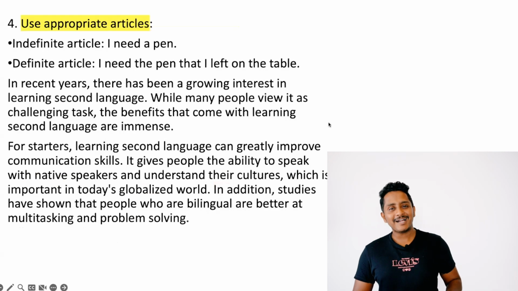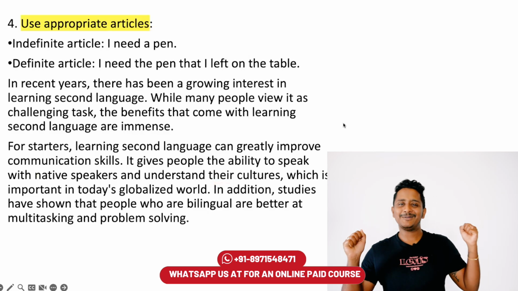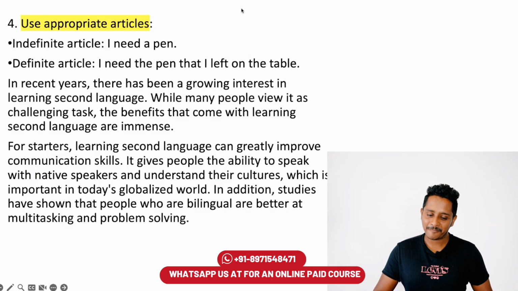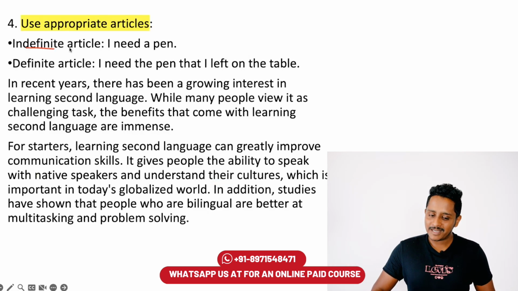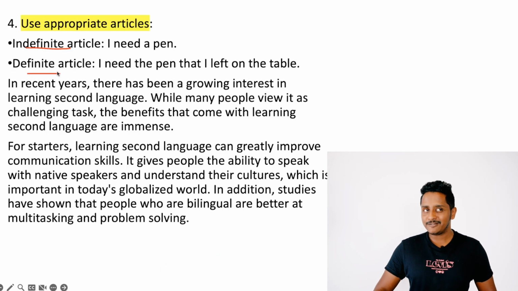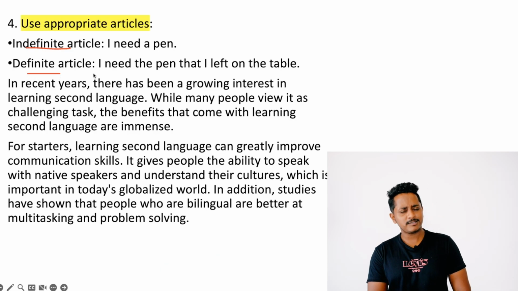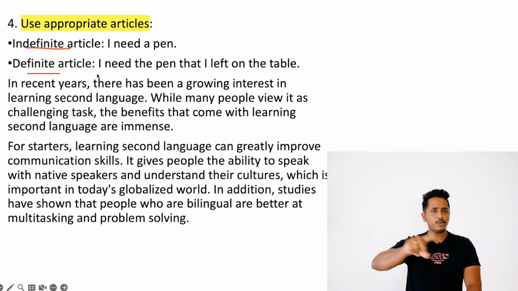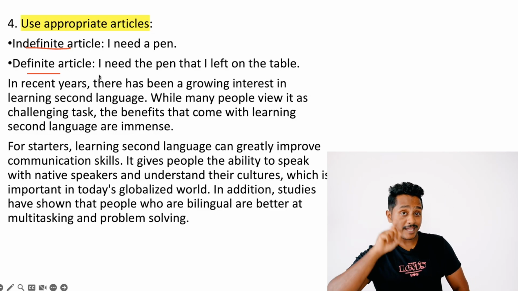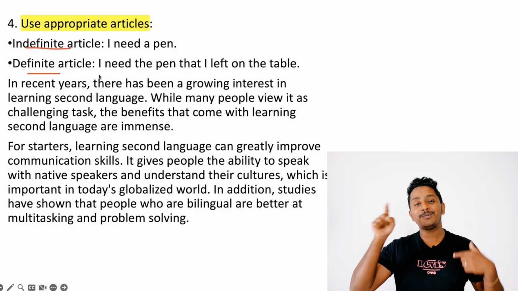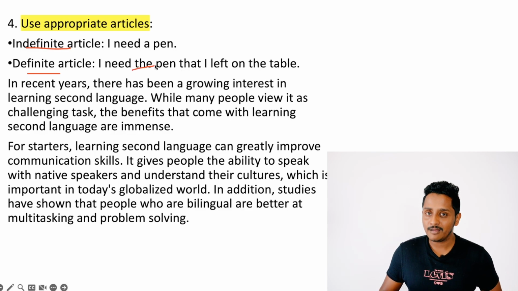Alright, use appropriate articles. Articles, I'm not understanding when to use what. Remember this. Indefinite article, definite article. Definite means you are sure about it. I'm certain about it. I know which pen you took. You took the pen that I gifted you. That means I know which pen you took. That's where you use the word the.